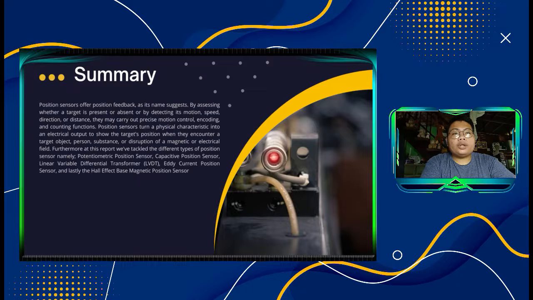Furthermore, in this report, we've tackled the different types of position sensors, namely the potentiometric position sensor, capacitive position sensor, linear variable differential transformer, eddy current position sensor, and lastly, the Hall effect based magnetic position sensor.